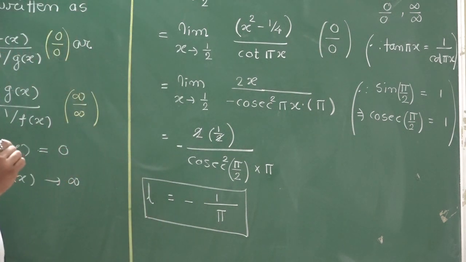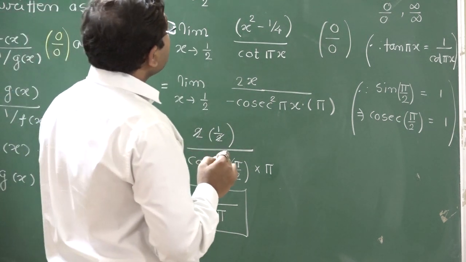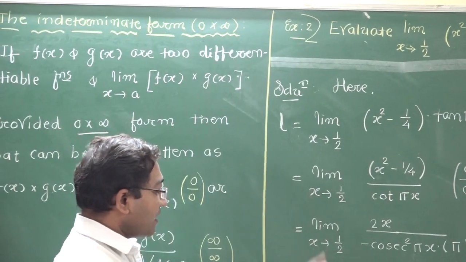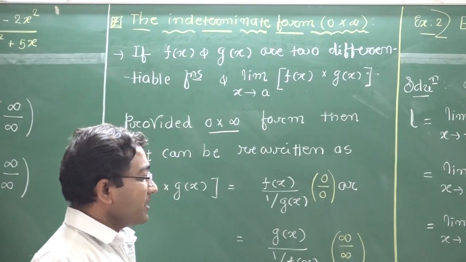So that is the way to evaluate the indeterminate form 0 cross infinite. I hope you understand well how to evaluate the 0 cross infinite form limit.